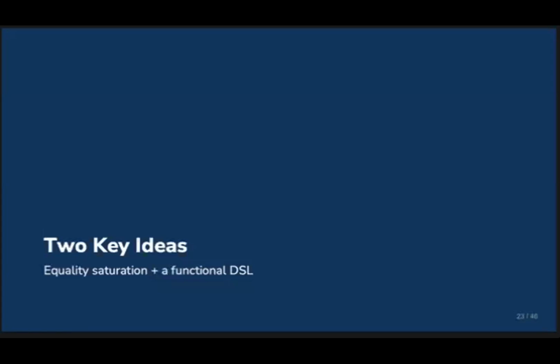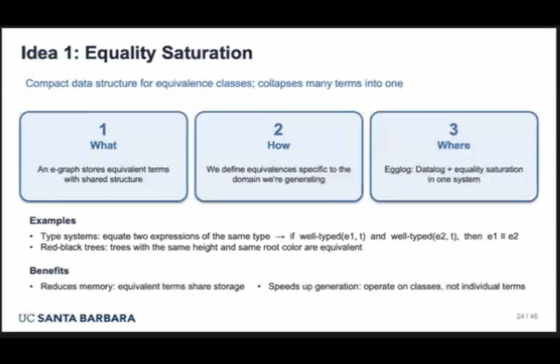And so to address the two problems that I just talked about, we offer two key ideas in this work. The first of which is equality saturation, and the second is our functional DSL. So equality saturation is to address the memory issues that we just talked about. If you've never heard of it before, it is basically just a technique to put things into equivalence classes, and it uses a data structure called an E-graph that can compactly and efficiently store equivalent terms, and you can define what equivalent means for those terms.